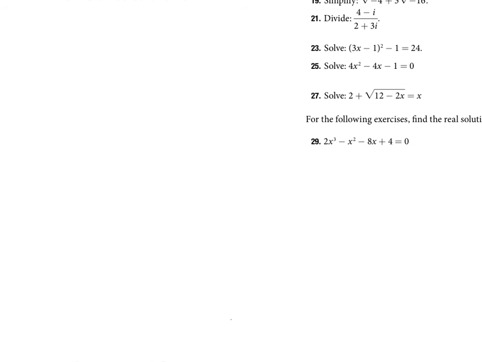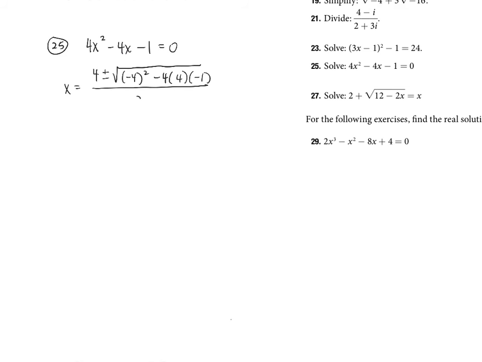Number 25. We have 4x squared minus 4x minus 1 equals 0. So again, I'm going to need to do the quadratic formula. So x equals the opposite of b. So b is negative 4, so it'll be a positive 4 plus or minus the square root of b squared minus 4 times a times c, all over 2 times a.